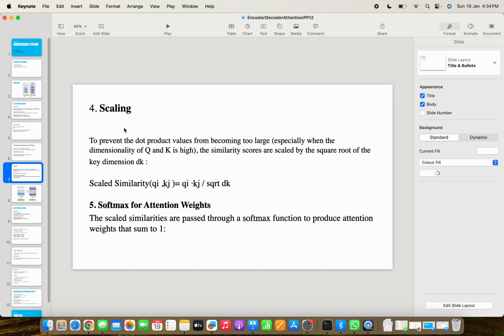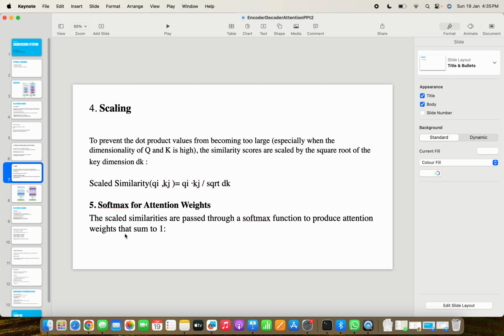Now there is the concept of scaling, to prevent the dot product values from becoming too large, especially when the dimension of the query and the key is very high. The similarity scores are scaled by the square root of the dimension of the keys, that is dk. So here you can see the scaled similarity of query and key is the query dot product key divided by the square root of the dimension dk.